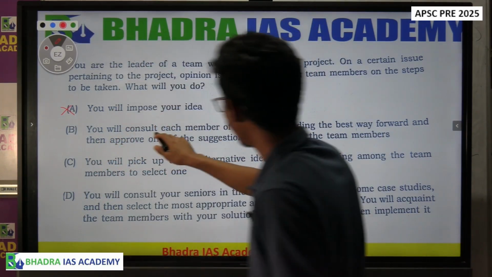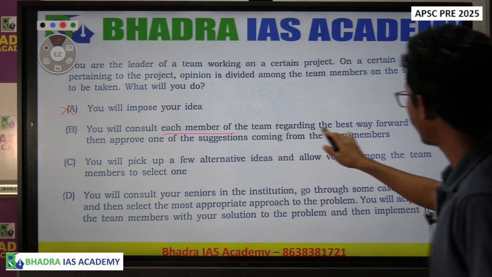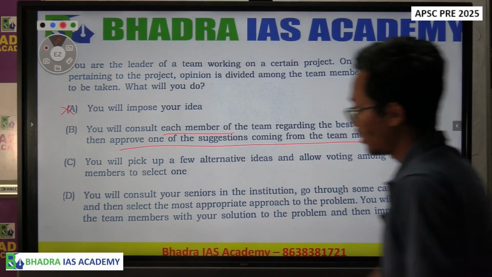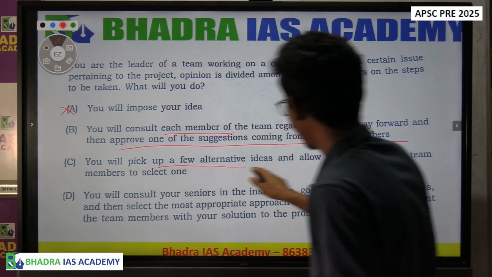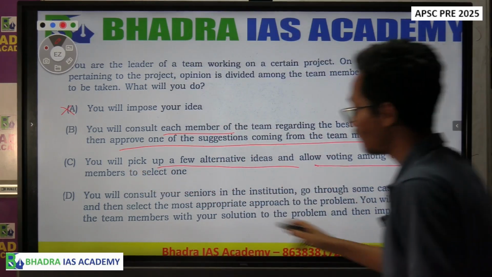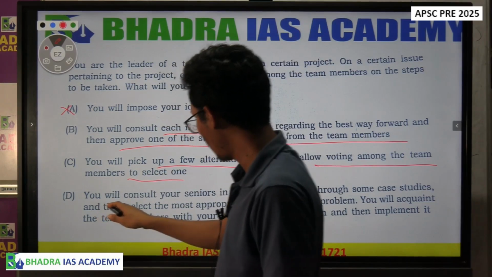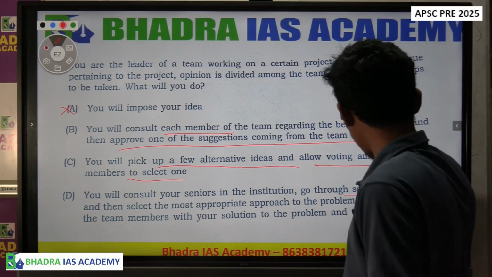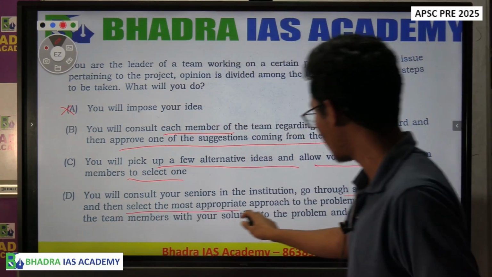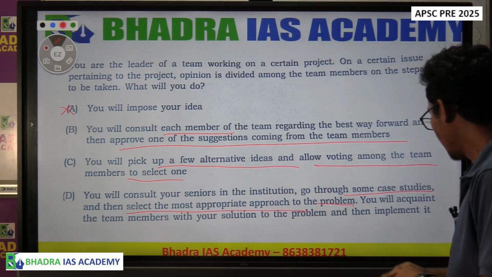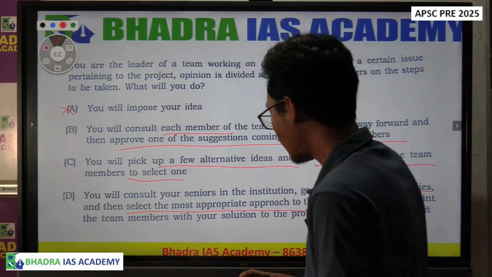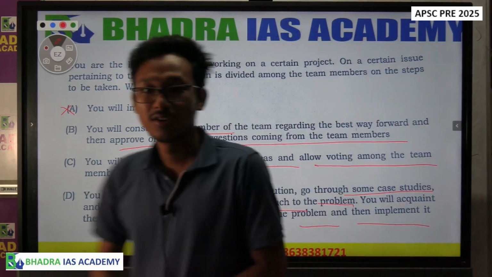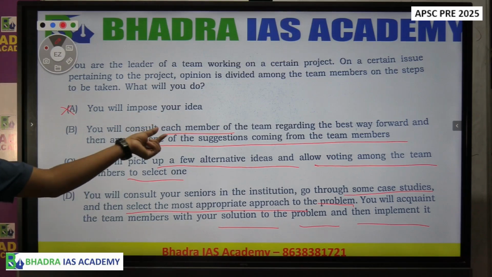So you will consult each member of the team regarding the best way forward and then approve one of the suggestions coming from the team members. Next question, you will pick up a few alternative ideas and allow voting among the team members to select one. Then question, you will consult your seniors in the institutions, go through some case studies and then select the most appropriate approach to the problem. You will acquaint the team members with your solutions to the problem and then implement it.